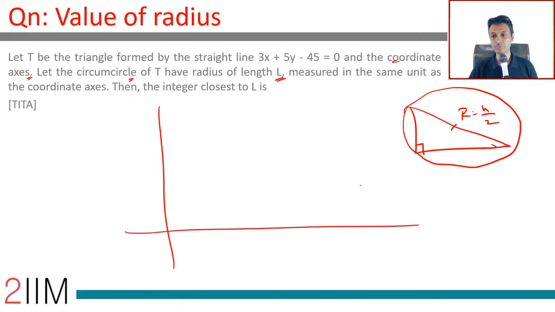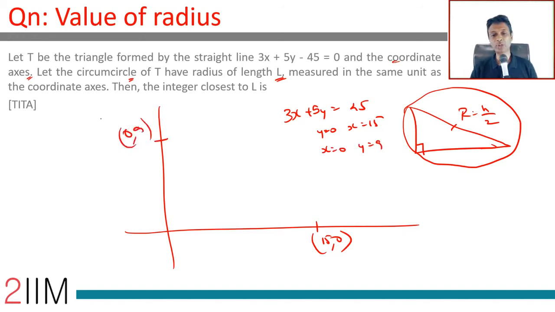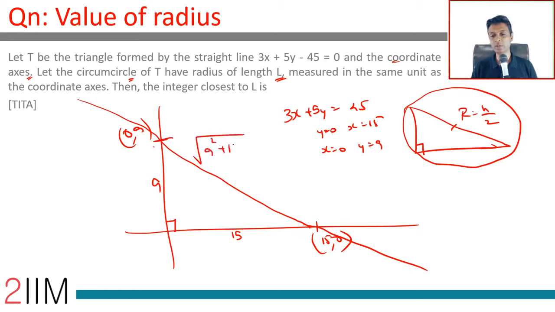So let's draw this. 3x plus 5y equals 45. You put y equal to 0, we get x is 15. So 15 comma 0 is a point on this line. You put x equal to 0, you get y is 9. 0 comma 9 is a point on this line, or we have a line like this. A right angle triangle, sides 15 and 9. So the hypotenuse we can find out, just square root of 9 square plus 15 square.